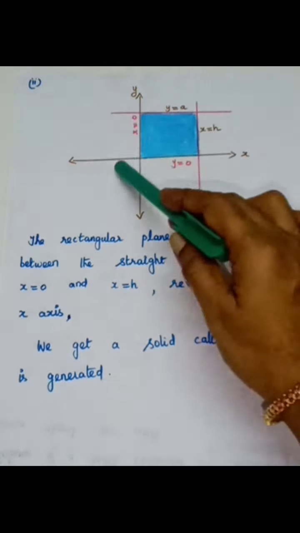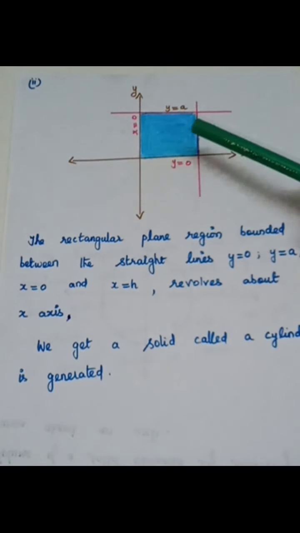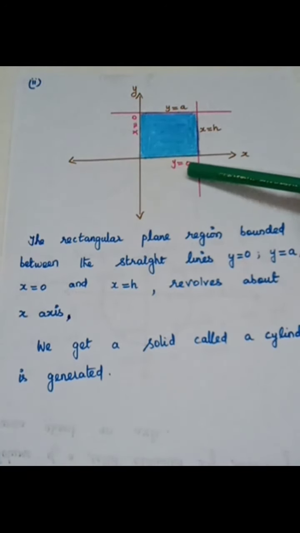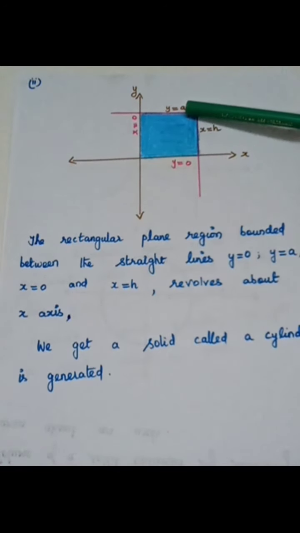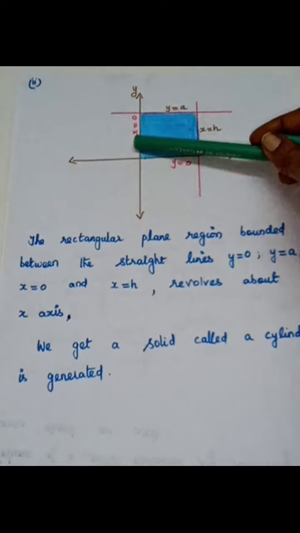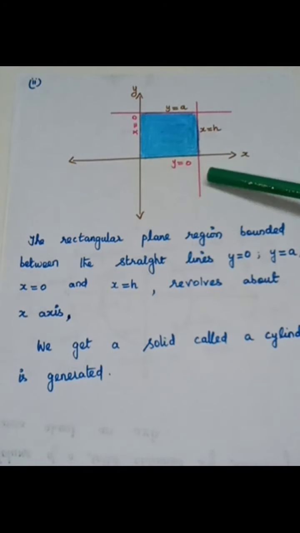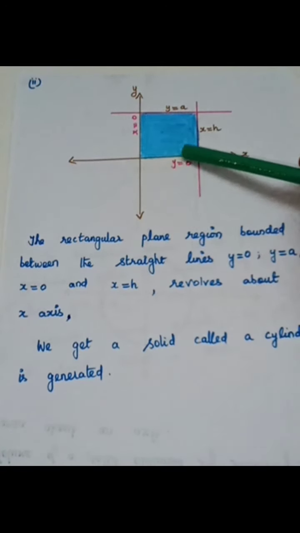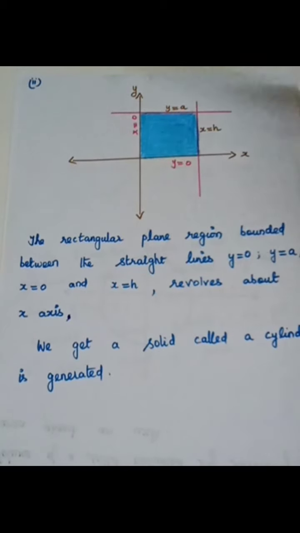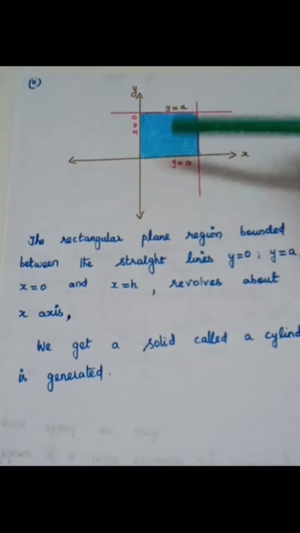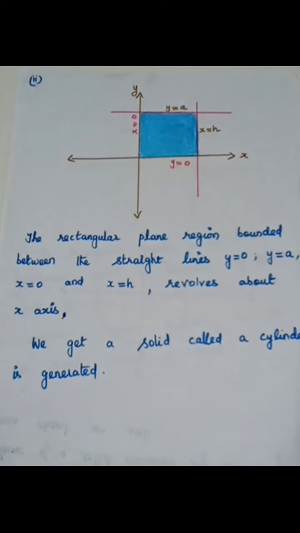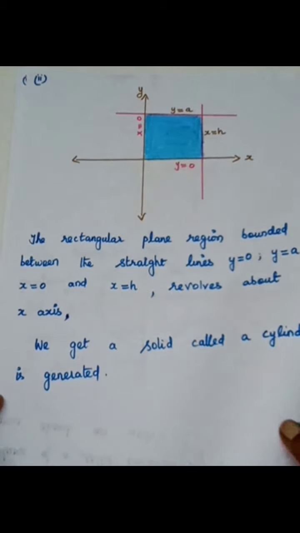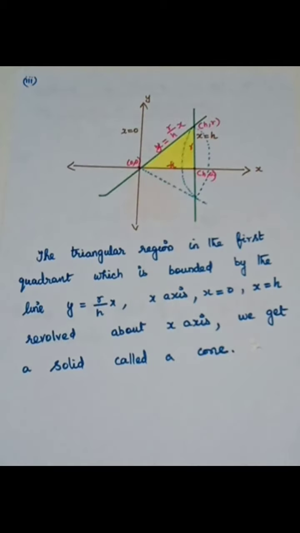The rectangular plane region is bounded between the straight lines y is equal to 0, which means the x-axis, y is equal to a, x is equal to 0, that is the y-axis, and x is equal to h. This rectangular plane region revolves about the x-axis, which means it makes one complete rotation. We get a solid called a cylinder. That is, a cylinder is generated.